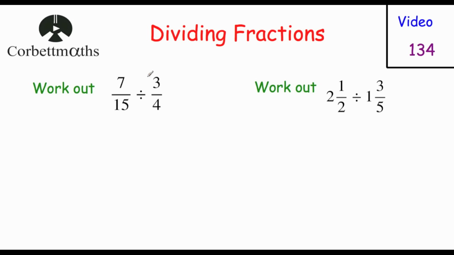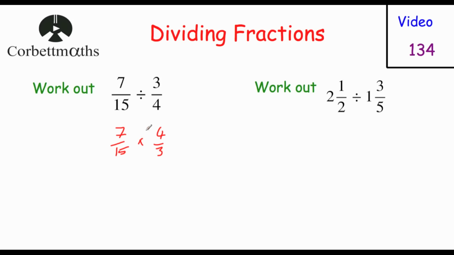And that sounds really complicated, but what it means is if you've got 7/15 divided by 3/4, instead of doing 7/15 divided by 3/4, what we can do is 7/15 multiplied by the reciprocal of 3/4. And the reciprocal is a fancy word for flipping it over. So instead of writing 3/4, we could write 4/3. Okay, so we've got 7/15 multiplied by 4/3.